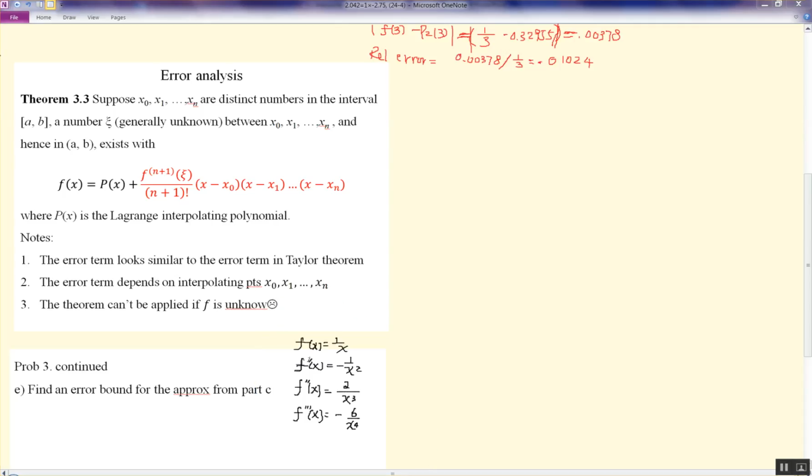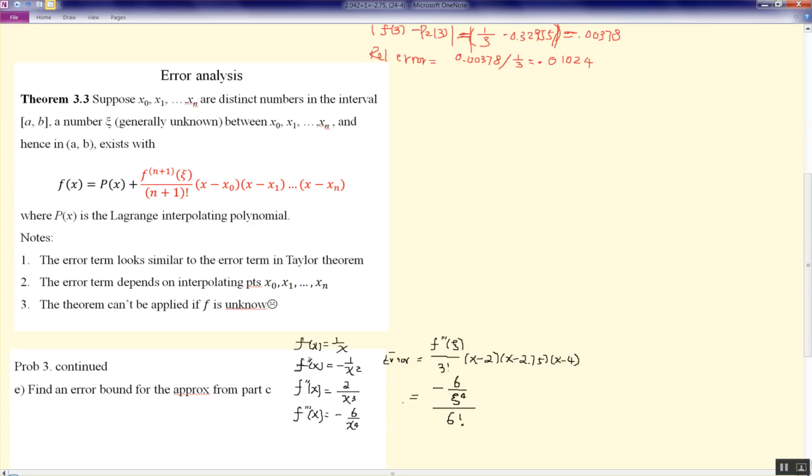Let's apply this formula. Let's apply the theorem. So in this case, our error is equal to, so here this will be f third derivative of xi, right? Because n is 2, divided by 3 factorial. And here this is x minus x0, which is 2. And then x minus x1, which is 2.75. And then x minus x2, which is 4, the third node. So in the third derivative, we need to plug in xi. So the third derivative is negative 6 over x to the 4th, because we need to plug in xi, so it will be xi to the 4th. Be careful here. Divided by 3 factorial.